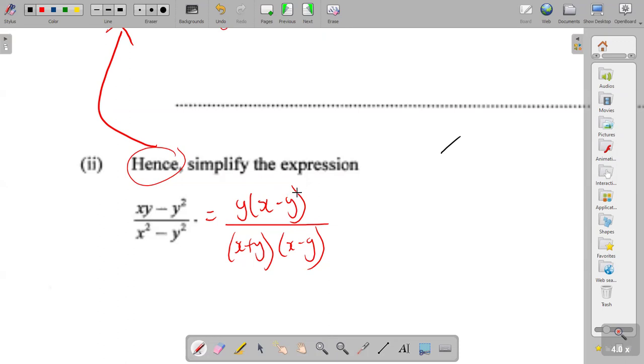So I could cancel this bracket and this bracket, yeah? Oh my God, no, can't do that again. And in other words, this is going to become y over x plus y. If you got it, say got it.